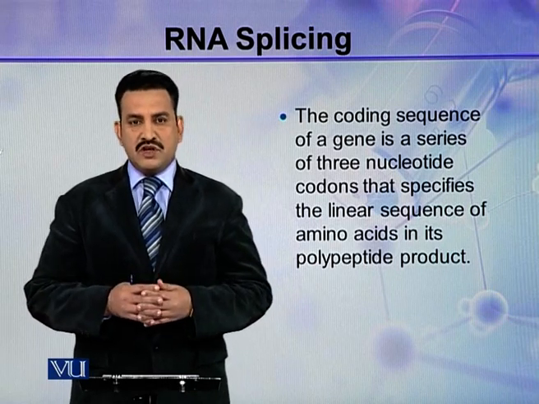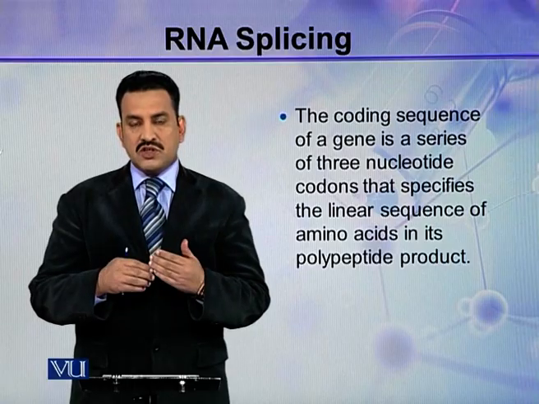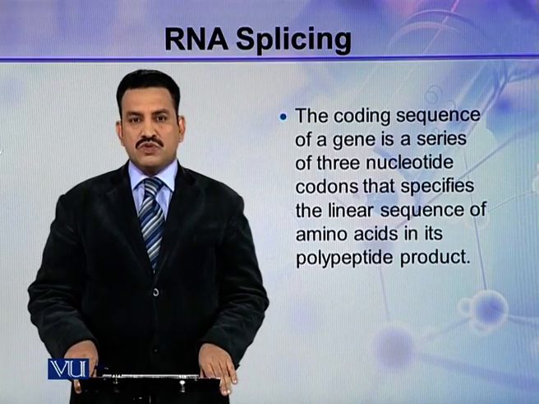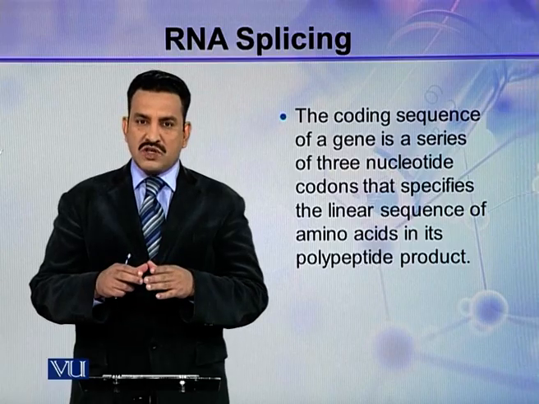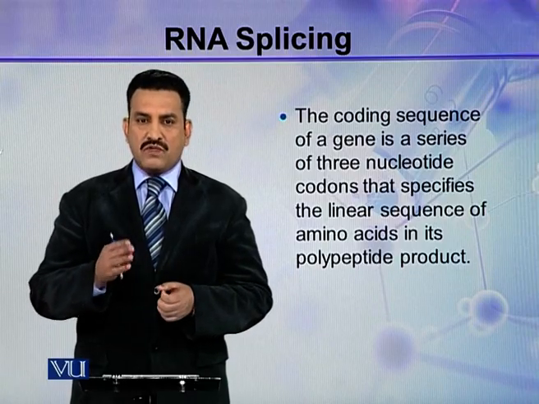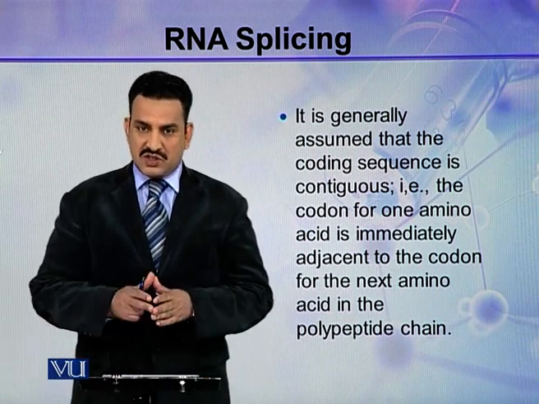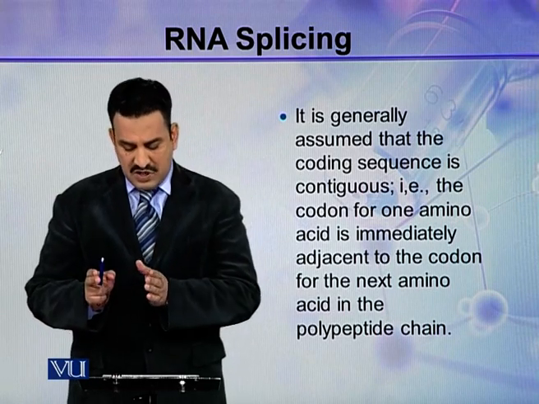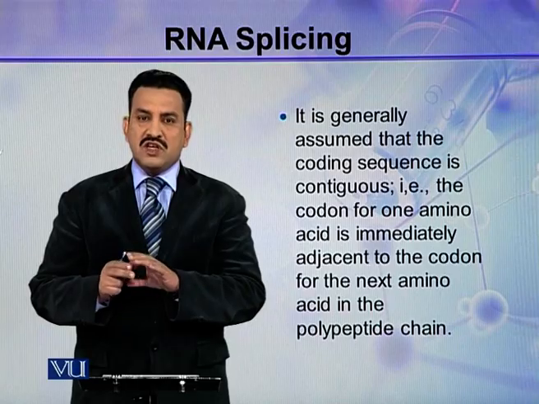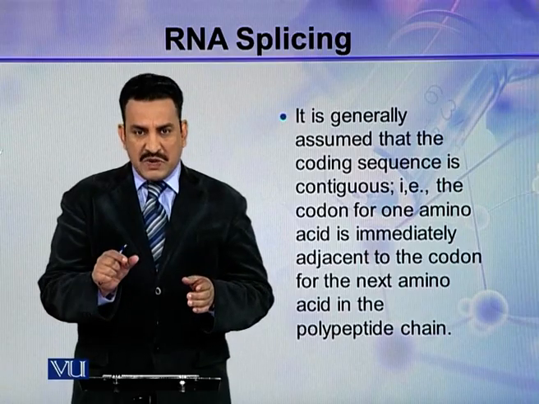The coding sequence of a gene is a series of three-nucleotide codons, and these series of codons specify the sequence of amino acids in its polypeptide product. So the sequence of a gene, which is in the form of codons, is translated into the sequence of amino acids. It is generally assumed that the coding sequence is contiguous. That is, the codon for one amino acid is immediately adjacent to the codon for the next amino acid. In this way, the codons of all the amino acids are adjacent to each other without any space in between.